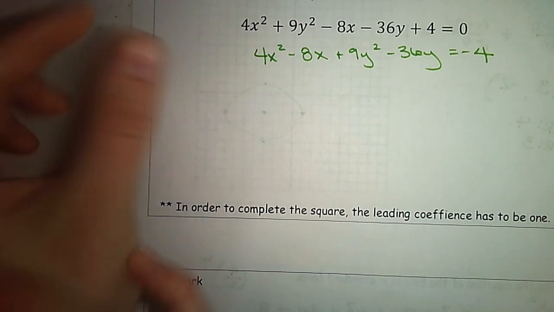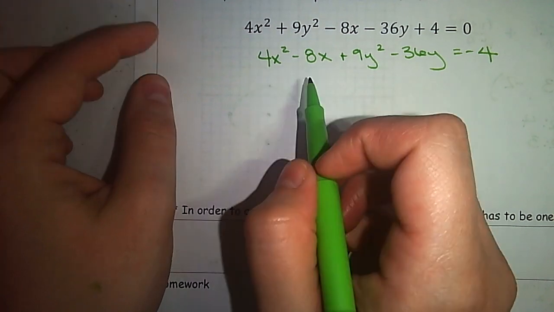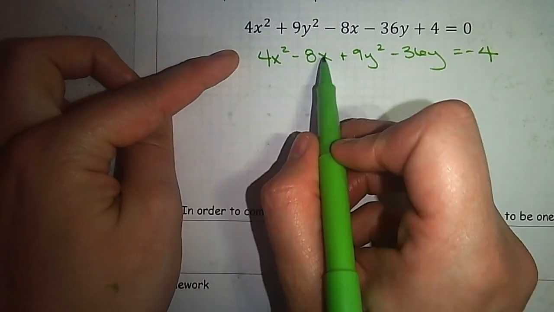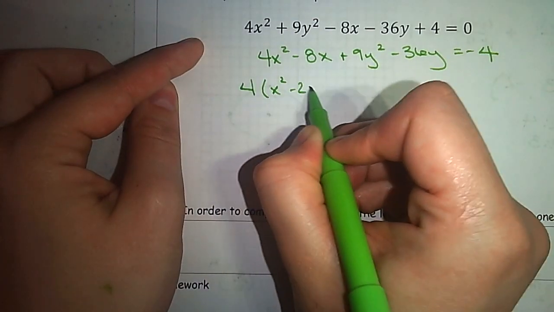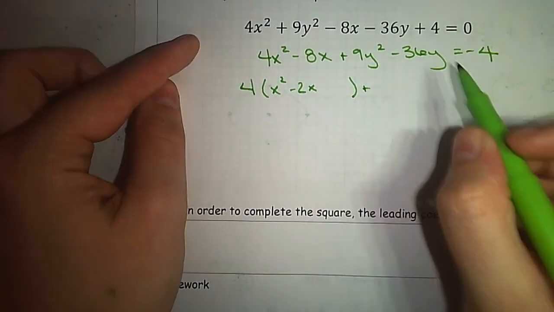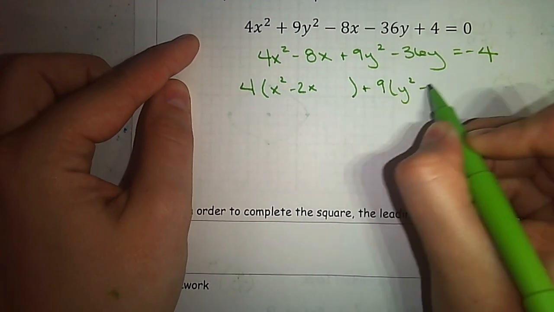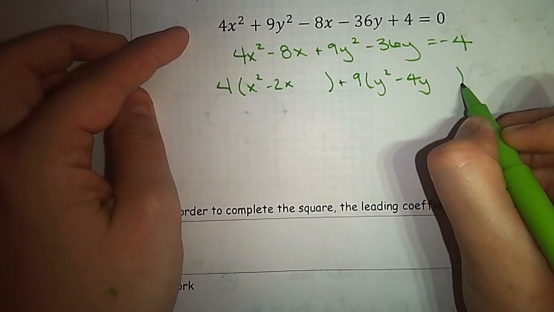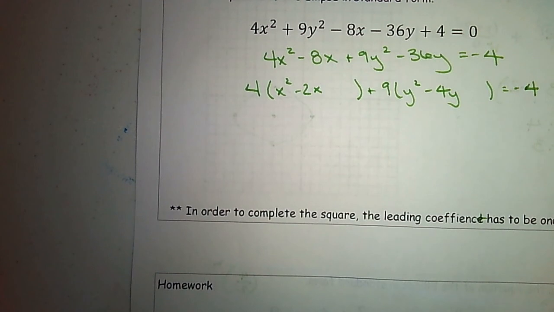Next up, remember, we need to have our leading coefficients be 1. So remember this idea of a GCF. So in this case, I need to take out a 4. For the y's, I'm going to have to take out a 9. And I'm going to leave that at the negative 4. I'm not taking anything out of that. All right, so let's go ahead and complete our square then.